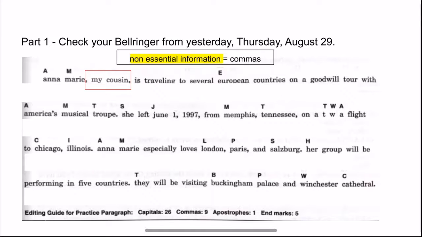Okay, so notice if I take out that information, the sentence still makes sense. Anna Marie is traveling to several European countries. So that's non essential information. It was just inserted, it's extra information. We didn't really need it. So that's why there are commas around it. And you'll see things like that on the ACT. So if you need to pause the video, you could check your paragraph before you move on.